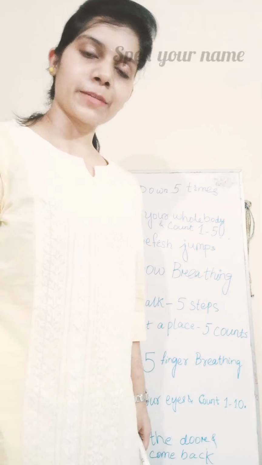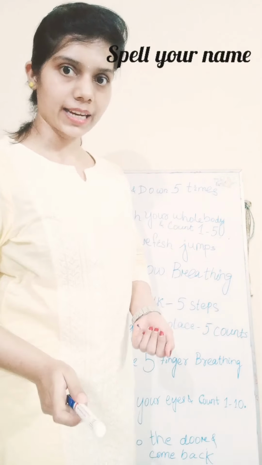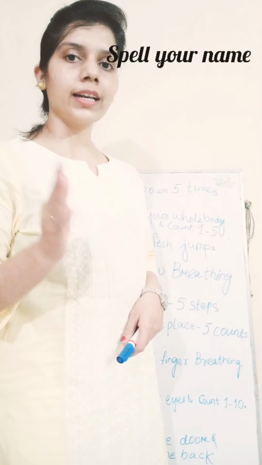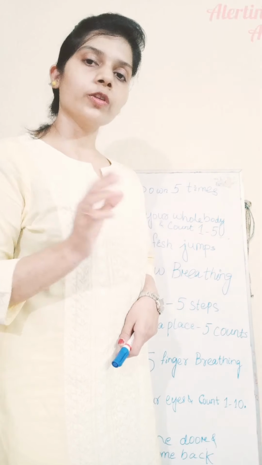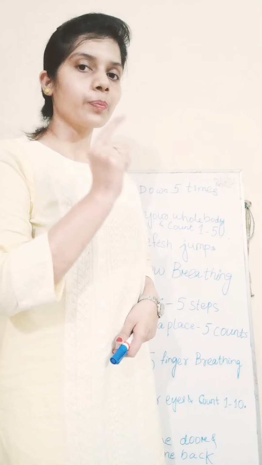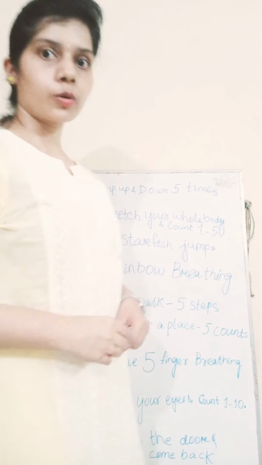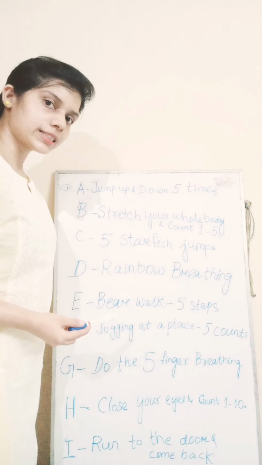So the next game is spell your name. In this you have to write an activity for the letters A to Z, and you have to include both alerting and calming activities. So what you do is ask your kid to spell his name, and then he has to perform that activity which is written against that letter. Okay, so here I have written some activities for each letter.